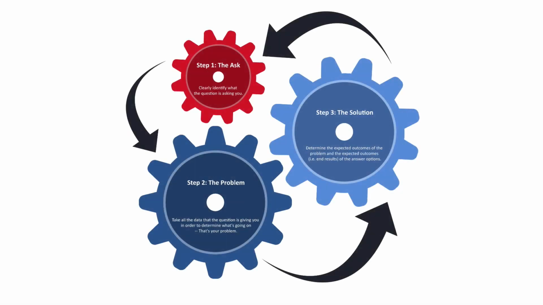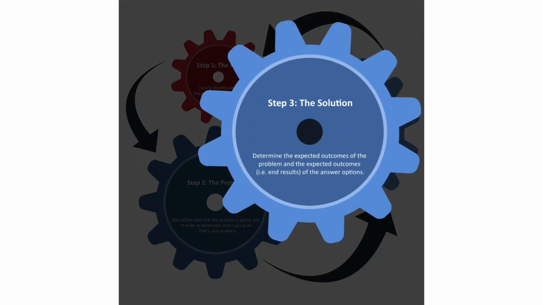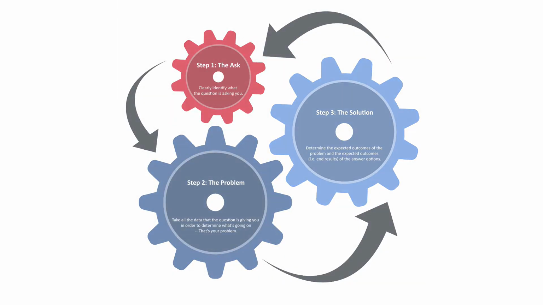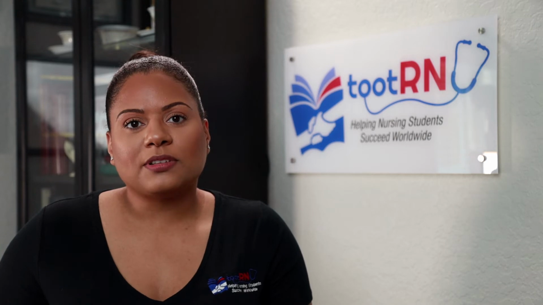The third step is a solution. So in order to find the solution to the question, we have to think about outcomes of the problem, like we did in step 2. And now we have to think about outcomes of the answer options. I want you to consider this. When you're thinking about outcomes of the answer options, imagine you're playing a choose your own destination type of deal. And that's really the type of thinking you want to utilize.